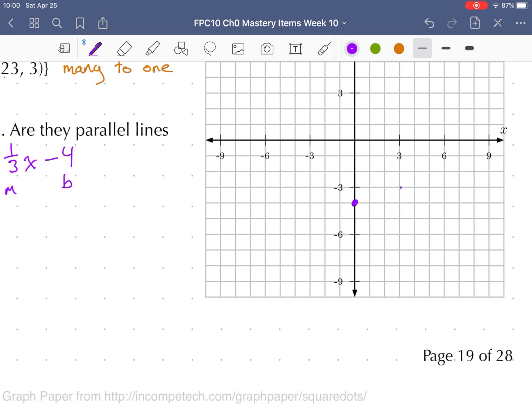Then we go up 1 over 3, up 1 over 3, up 1 over 3. Slope of 1/3 looks like this. Draw a line, put the arrows because the line continues on. This is letter A.